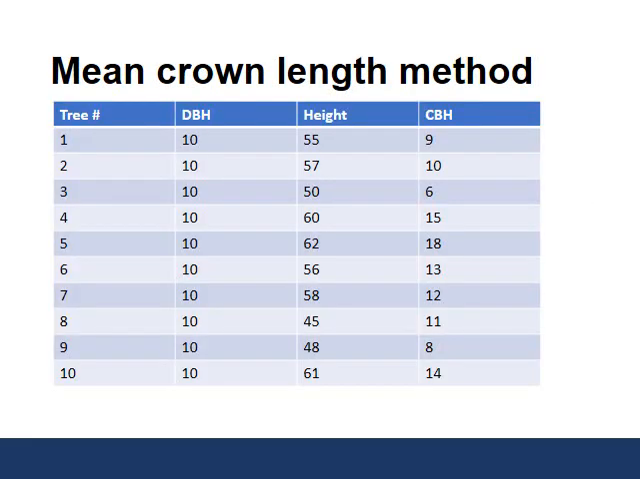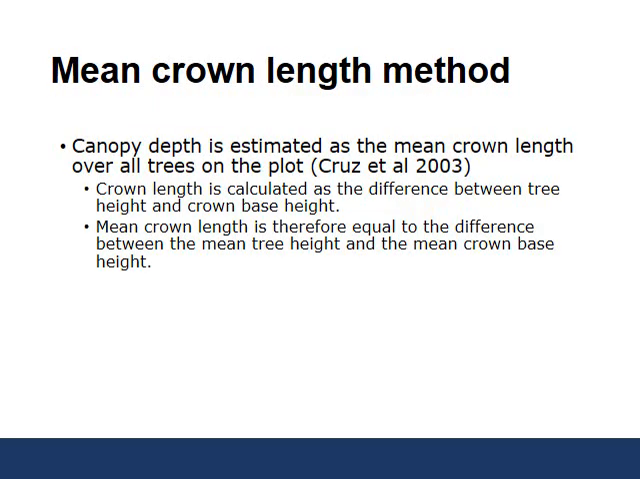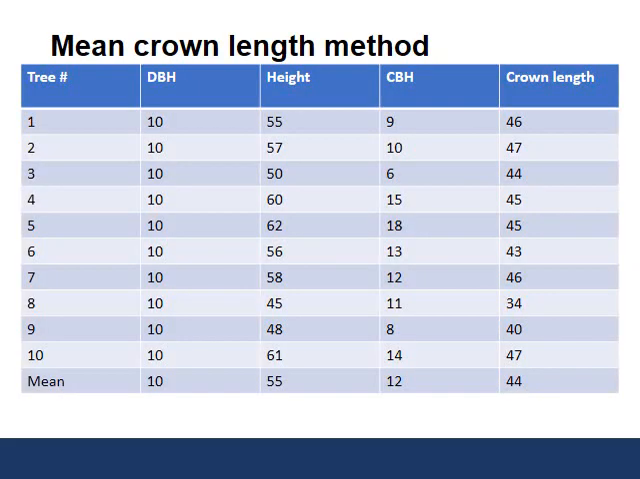This table shows the DBH, height, and crown base height for the 10 sampled trees in our stand. One method of estimating the mean crown length is called the canopy depth method. In this method, crown length is the difference between tree height and crown base height. This table shows the mean value for each column and the crown length for each tree. Note that these numbers have some error due to rounding in the calculations. After filling in the table, our average crown length is 44 feet.